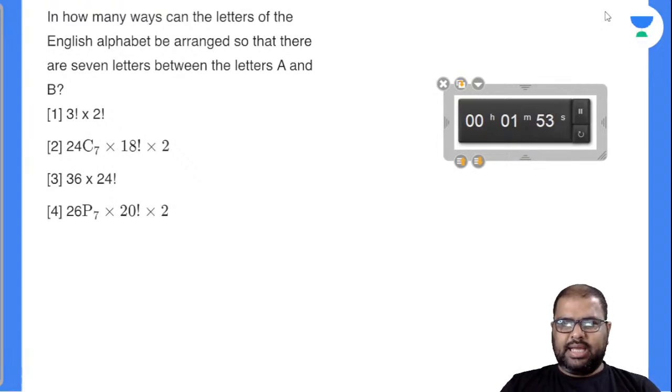In how many ways can the letters of the English alphabet be arranged so that there are 7 letters between the letters A and B, is the question asked here.